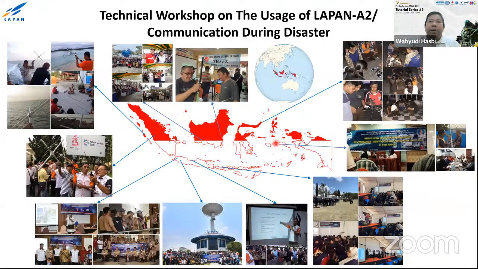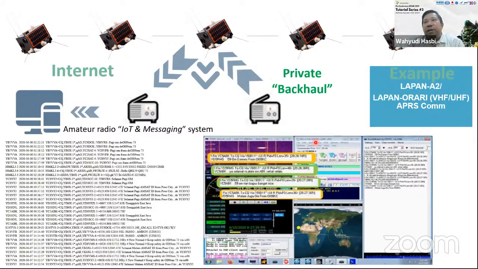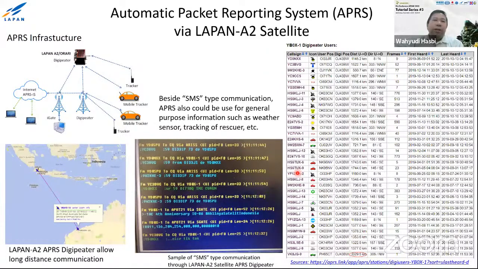And then this is another sample of how the amateur radio makes what is called an amateur radio IoT and messaging system. So they can say hello, send a message, like SMS, to their friends through our satellite. So it's very simple communication, only using a handy talkie and the APRS protocol. And then this is another sample of how they can communicate. You can imagine from Java to Australia by using only a handy talkie.